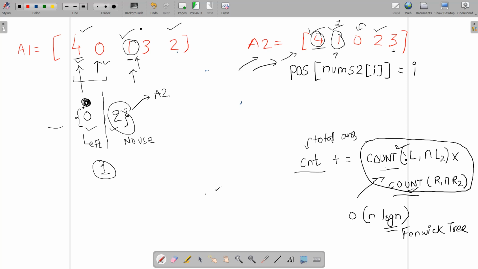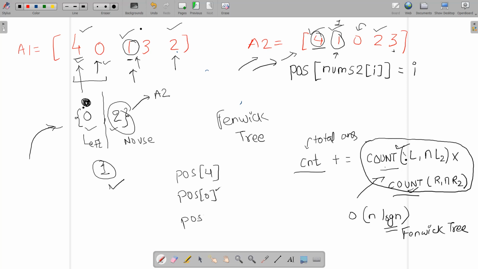Now we can do this search efficiently with the help of a Fenwick tree. So we will query this Fenwick tree over the position 1, and we will count the number of elements which are less than the number 1 when we locate the positions in this array A2. Suppose we are at this position 2. So we will locate the position of 4, then the position of 0.